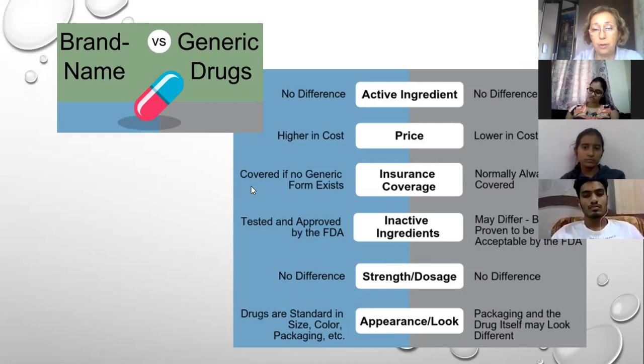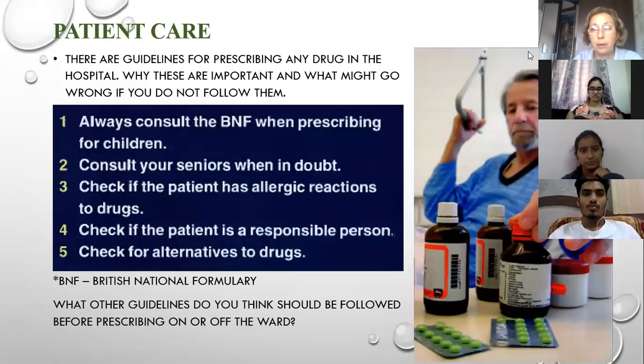And as for strengths, how effective they are, and dosage, there is no difference. And appearance. Brand name drugs are standard in size, in color, and packaging. But packaging and the drug itself as a generic drug may look different from the brand name drug. So these are the main differences and similarities.